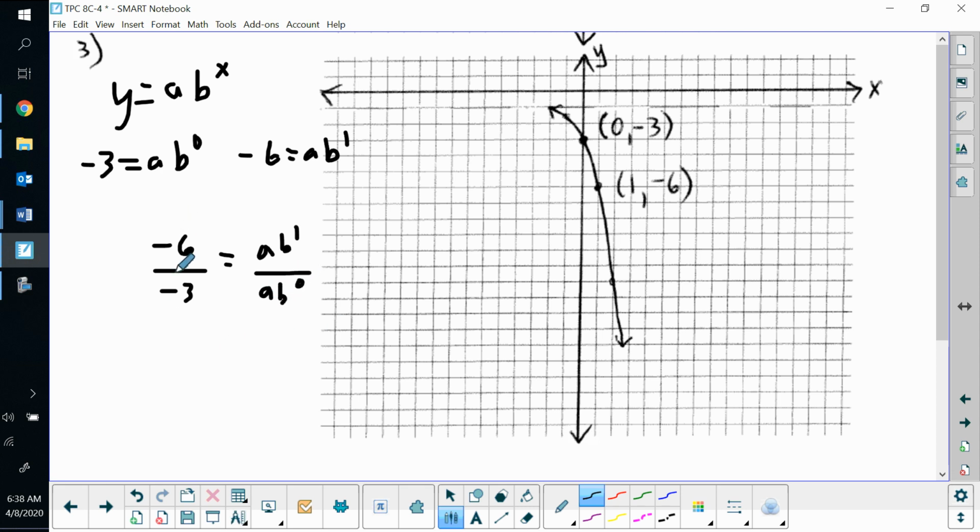We'll divide the left side, which will give us 2. On the right side, the a's divide out. We'll subtract our exponents for the b's and get b to the first, which is the same as just saying b. Really, either of these are pretty easy. We'll sub into the 0 one still. If you have a 0, that's probably the easiest.